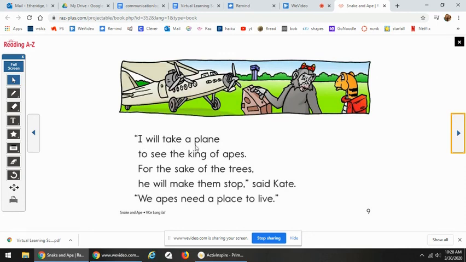"I will take a plane to see the king of the apes for the sake of the trees. He will make them stop," said Kate. "We apes need a place to live." That really makes me think of the Lorax speaking for the trees. What about you?